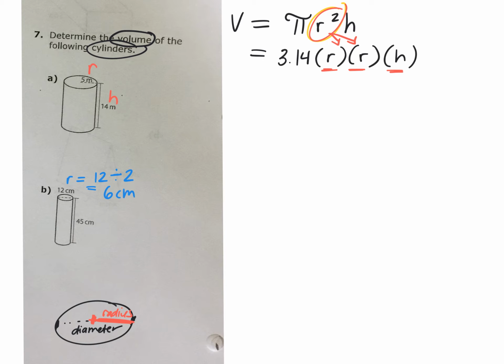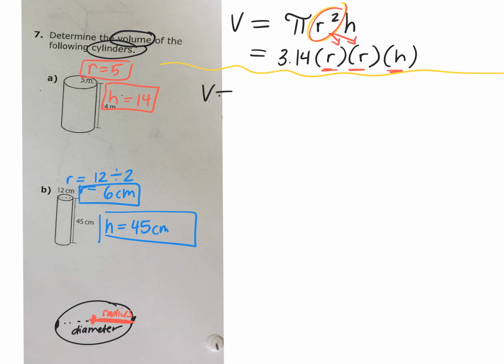And what would be the height for B? What's the height of the second cylinder? Yeah, I'm just labeling them. So radius is 6. Height is 45. For the first one, radius is 5. And height is 14. So now you guys are going to do this on your own.